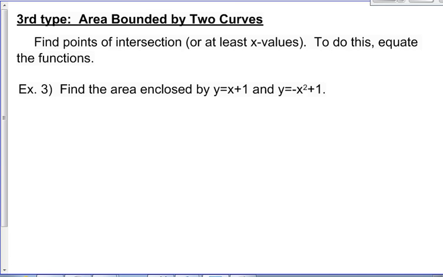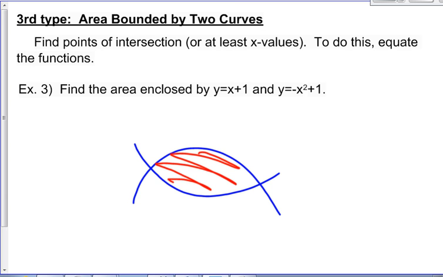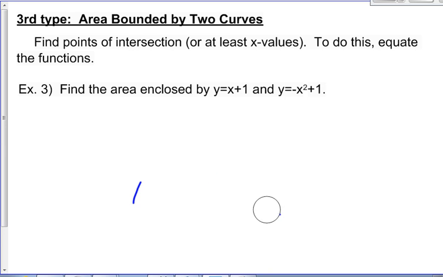Last type. We're looking for area bounded by two curves. So maybe there's one that looks like this and one that looks like this. And we want to find this area that's in between them. Well, the whole top and bottom thing is pretty straightforward. But for the left and right, we need to know points of intersection. And finding points of intersection is not that difficult. We just equate the functions.